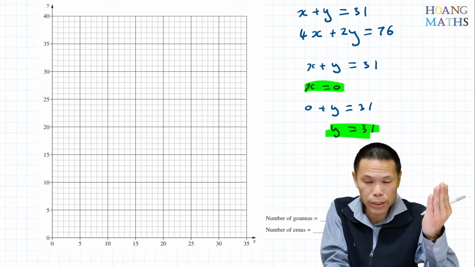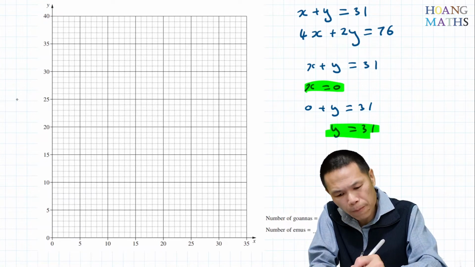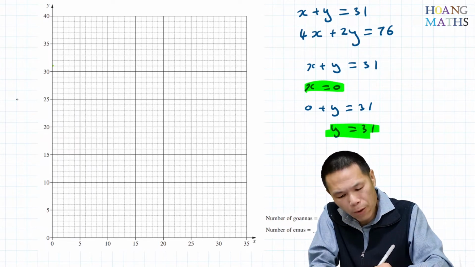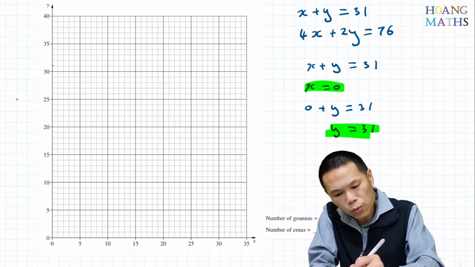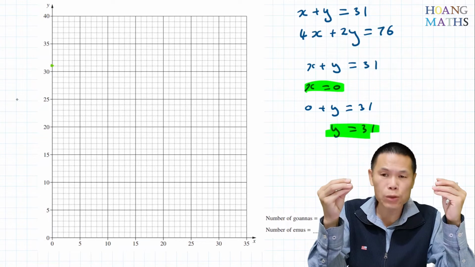So we have 1 point, okay? Let me just plot that. 0, 31 will be here. This one, because it goes up by 1, okay? So it's 1 here. Make a dot first. Then I can pick any other points as well, of course.